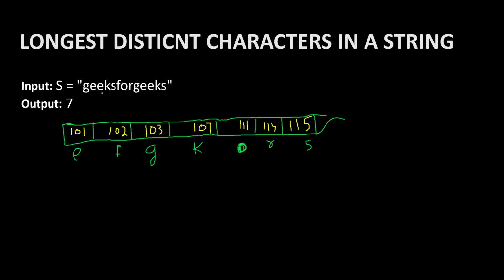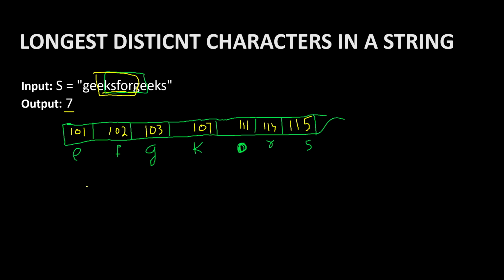That will be EKSFORG, or another one can be KSFORG. There are two longest distinct-character substrings of the same length. This one is one example and this one is one example. Both have 7 characters. These are the longest distinct characters.